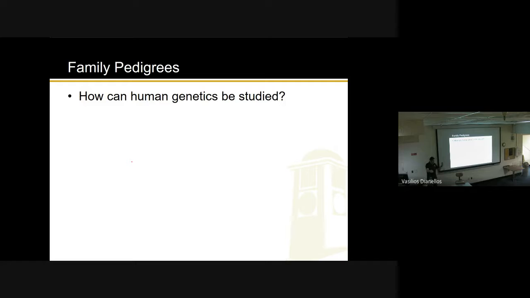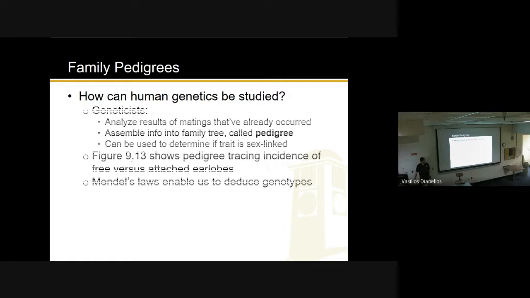Hey, you tall person, I don't need you to mate with that really short person, right? We can't do that. So how do geneticists study humans? Well, we use pedigrees, right? We look at matings that have already happened. Obviously, it's not ethical to make people have sex and study their kids, right? So we look at matings that have already happened. And that's what we're getting at right here.